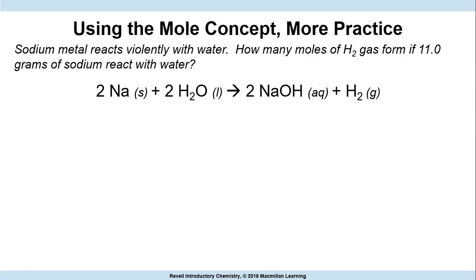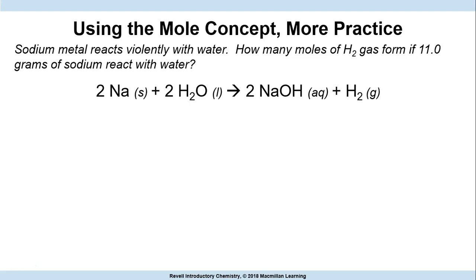Now, let's look at this other example. Sodium metal reacts violently with water. How many moles of hydrogen gas form if 11.0 grams of sodium react with water? Now, we've been given the grams of sodium, and we have been asked to calculate the moles of hydrogen. So for the analysis, we are going to convert grams of sodium to moles of sodium. Then from moles of sodium, we use the balanced equation to convert to moles of hydrogen.